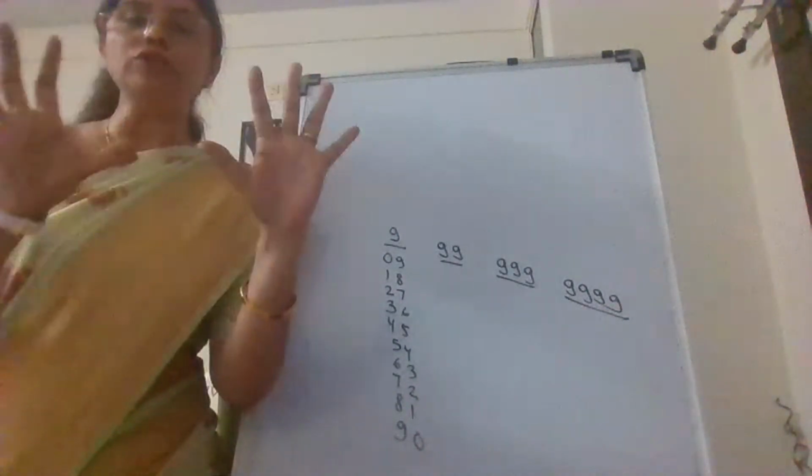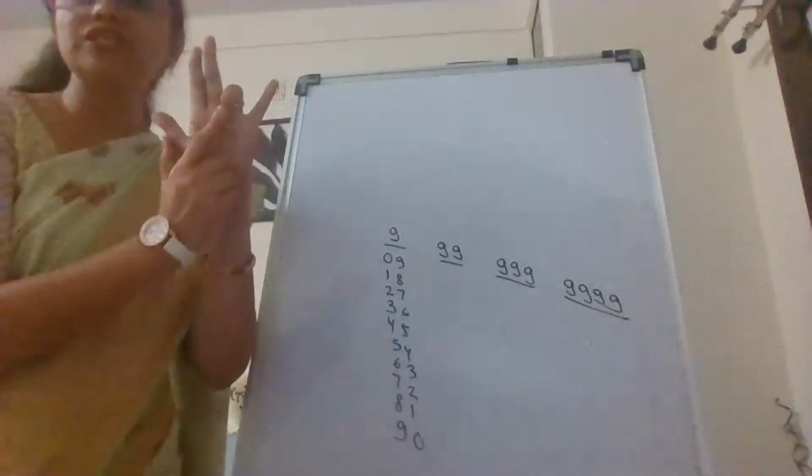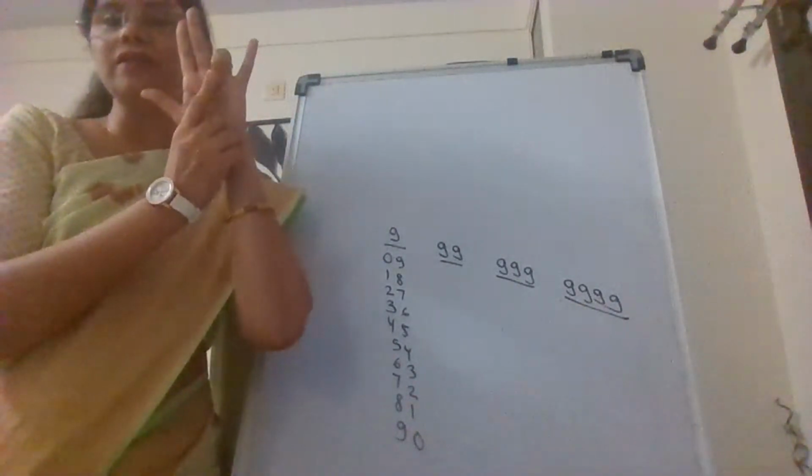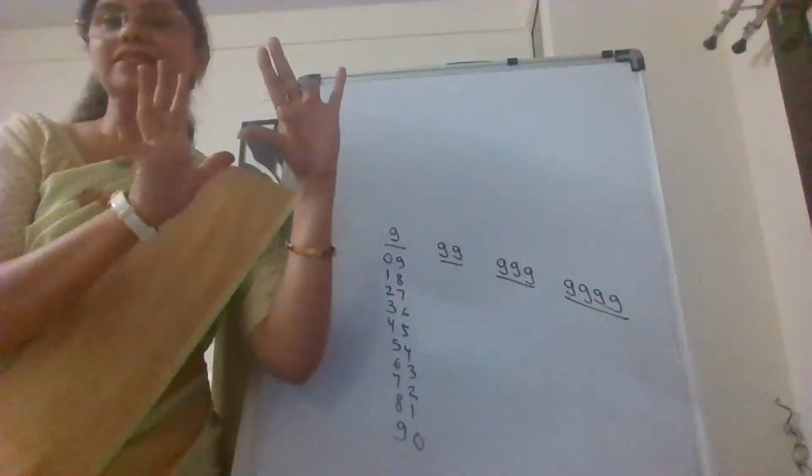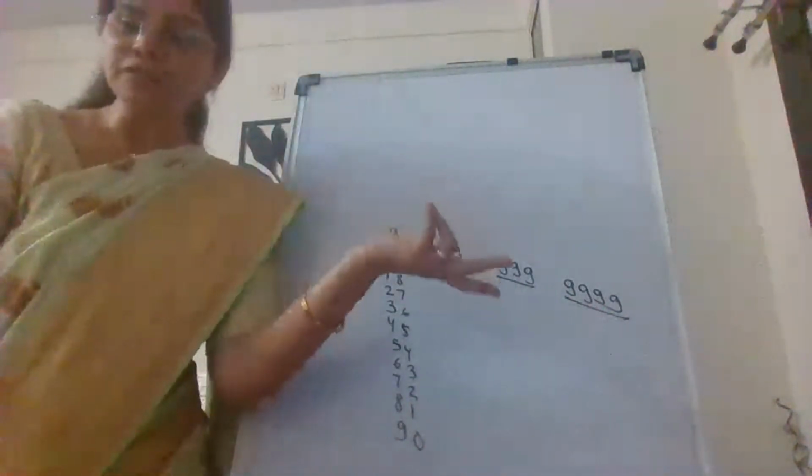Okay, we will follow this. Whichever times you have to do, just put down that finger and you will get your answer. 9 times 2, this is 1 and this is 8. You got your answer. So simple.